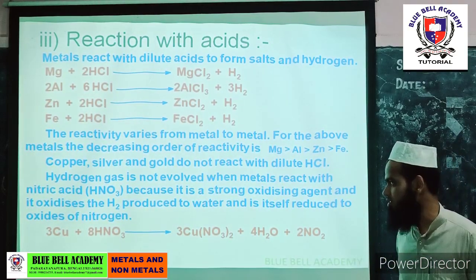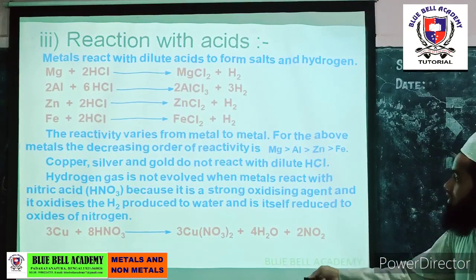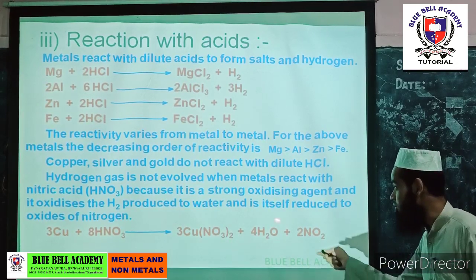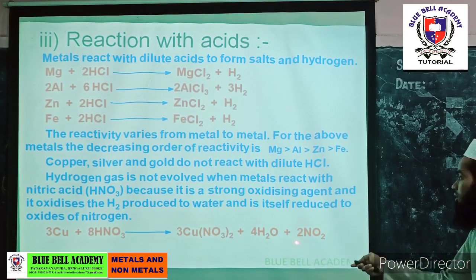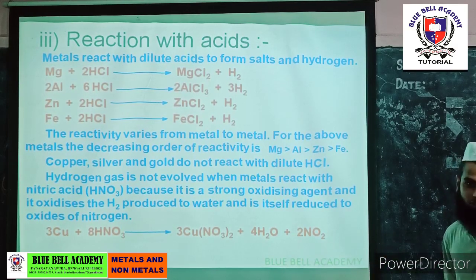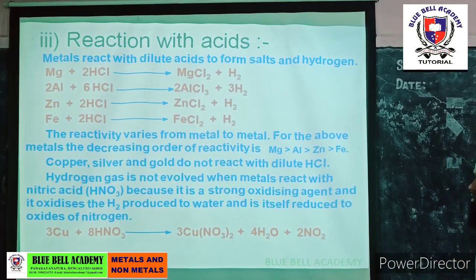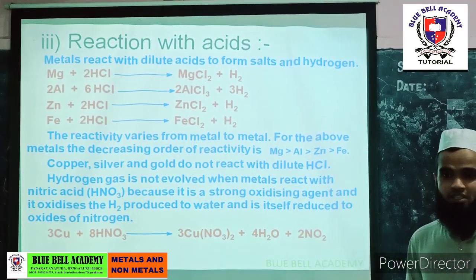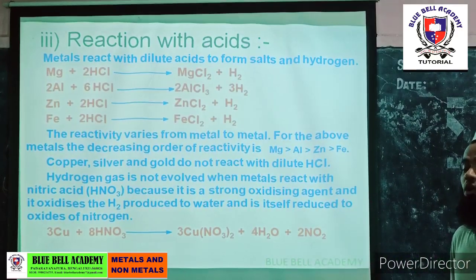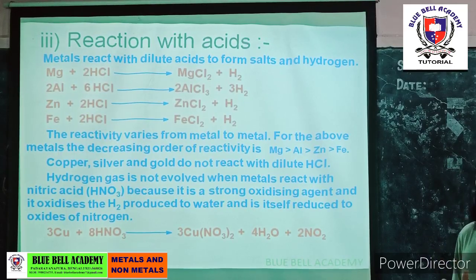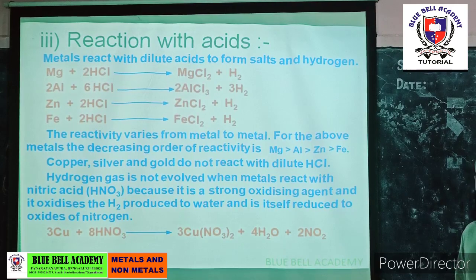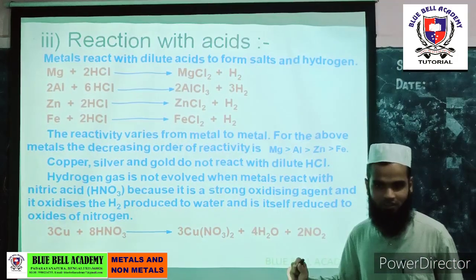For example, in a reaction I have quoted here, copper reacts with nitric acid to form copper nitrate, displacing the hydrogen gas, and along with that it forms nitrous oxide. So nitric acid is a strong oxidizing agent. It self-oxidizes to form oxides of nitrogen. Hence, there is no liberation of hydrogen gas when metals react with nitric acid.